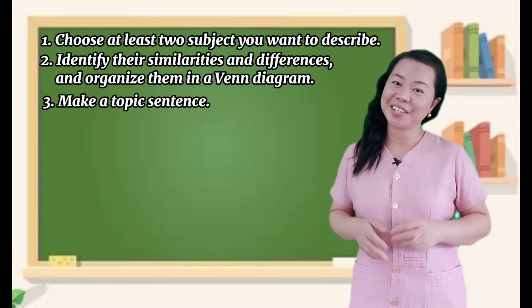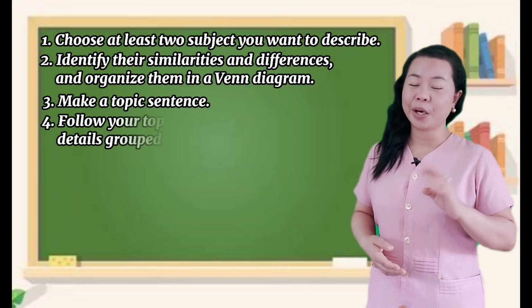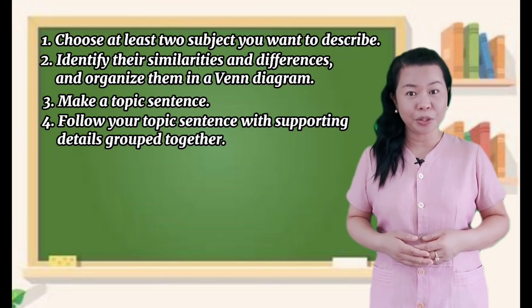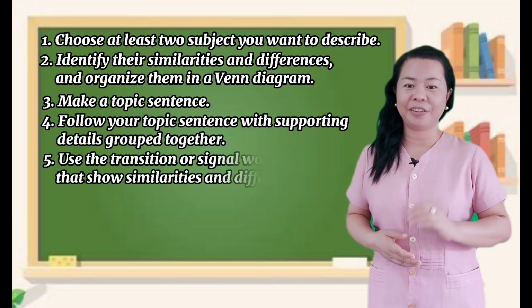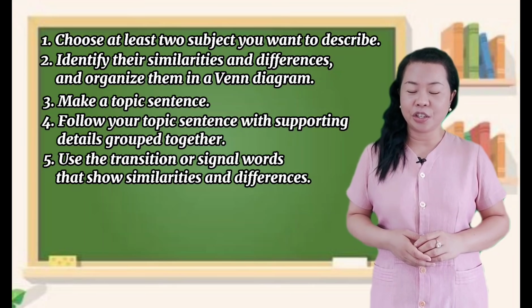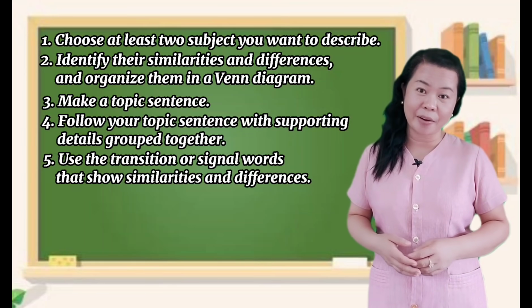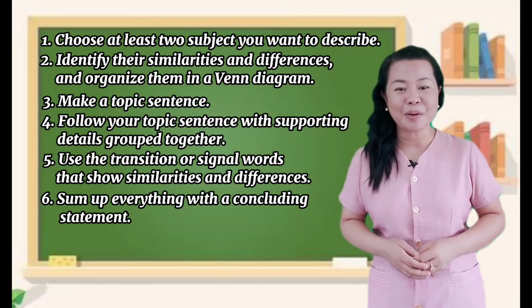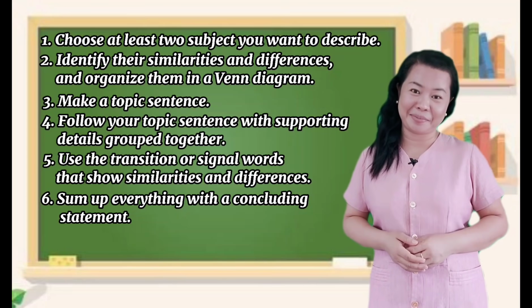Third, make a topic sentence. Fourth, follow your topic sentence with supporting details grouped together. Fifth, use the transition or signal words that show similarities and differences. And lastly, sum up everything with a concluding statement.